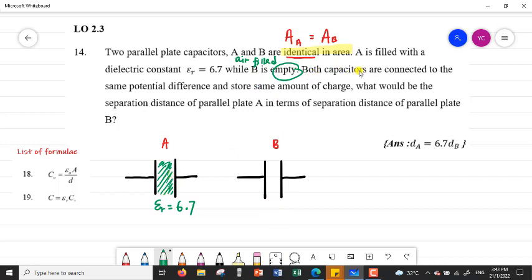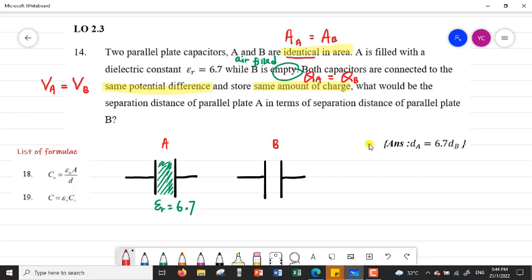So both capacitors are connected to the same potential difference. Let's highlight it. Same potential difference means the voltage across the capacitors is the same. So the voltage across capacitor A and the voltage across capacitor B are the same, and they store the same amount of charge. It means that the charge stored in capacitor A is equal to the charge stored in capacitor B.